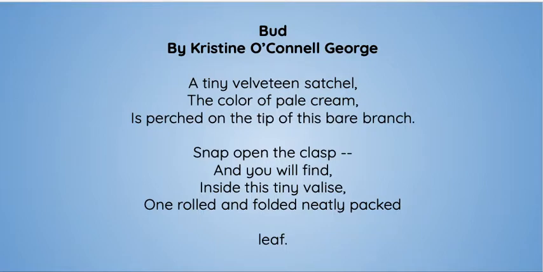A tiny velveteen satchel, the color of pale cream, is perched on the tip of this bare branch. Snap open the clasp, and you will find, inside this tiny valise, one rolled and folded neatly packed leaf.